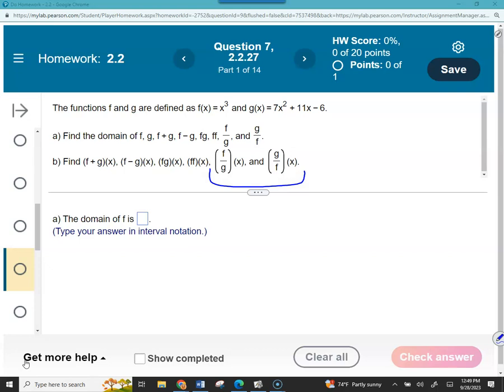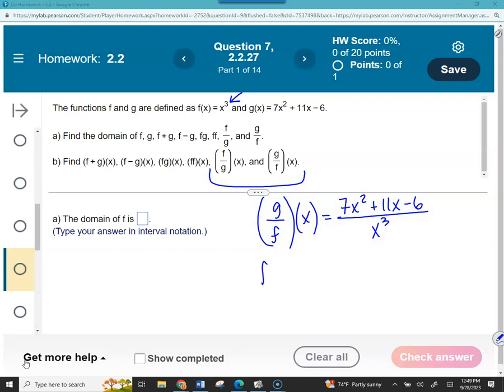When F is in the bottom, because that is just x cubed, the domain there would just be, okay, you can't have 0. It's got to skip over 0. Any number is allowed, but it's got to skip over 0. So it would be -infinity to 0, skip 0 to infinity.